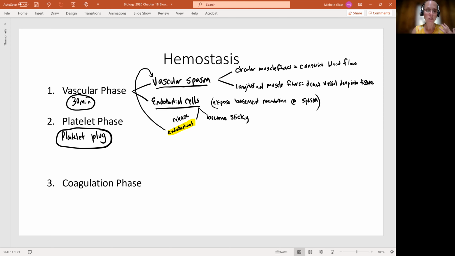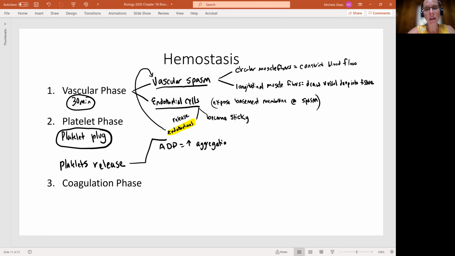Okay. And so this is going to be the important feature that's happening. This is like a temporary seal. And then the platelets begin to release a whole lot of chemicals. Okay. And so they're going to release stuff like ADP. This is adenosine diphosphate. And this is going to increase the aggregation.